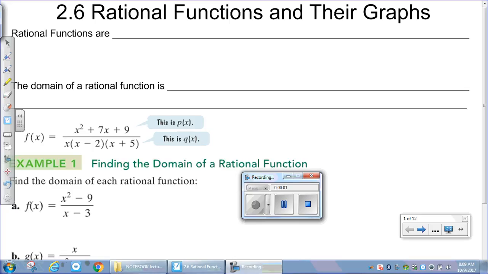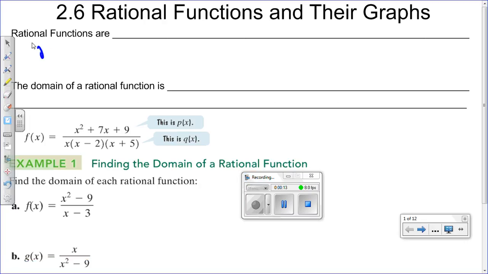Section 2.6, rational functions and their graphs. Before we start with what a rational function is, let's just remember what a rational number is. A rational number is the ratio of two integers.